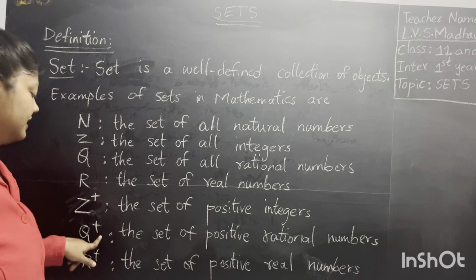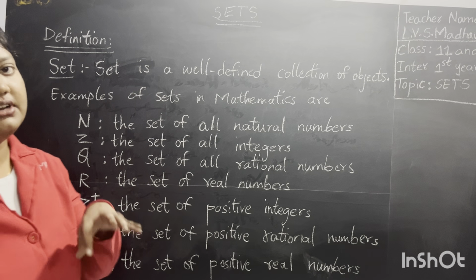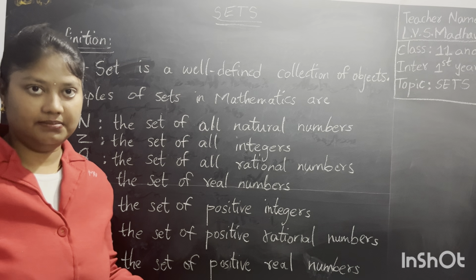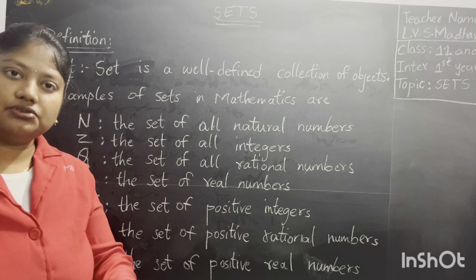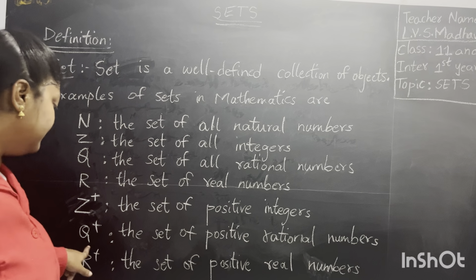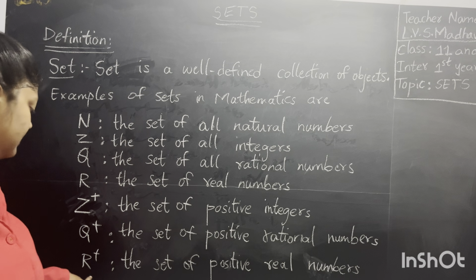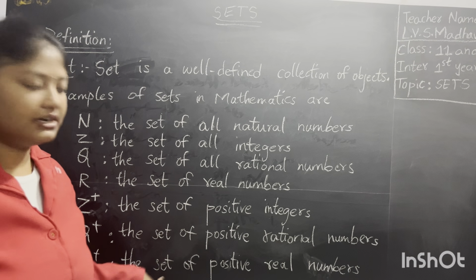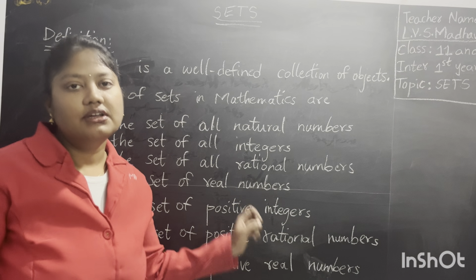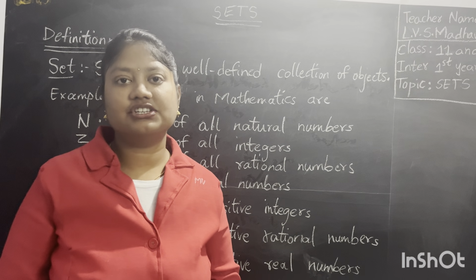Next, Q plus. In the rational numbers also we have negative rational numbers and positive rational numbers. So if you want only the positive rational numbers, then we can represent with the letter Q plus. In the same way, R plus indicates the set of positive real numbers. So I think you have understood the introduction about the sets.